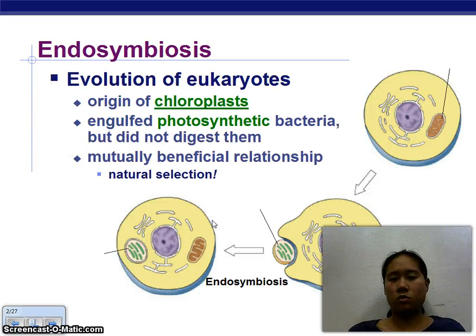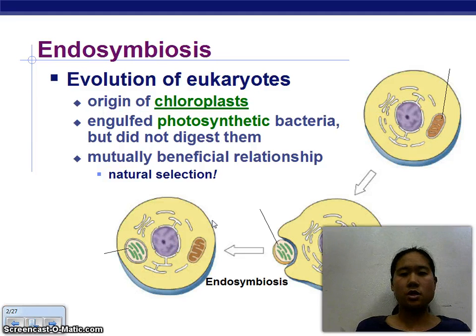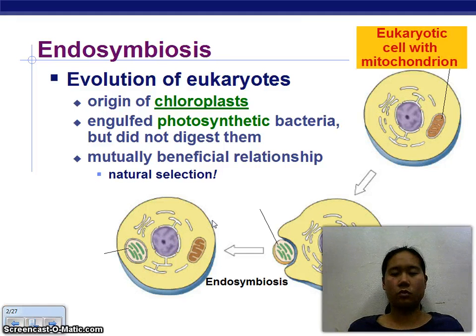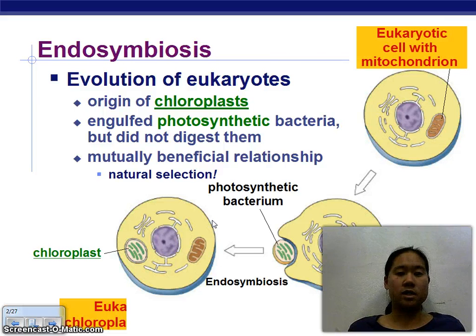So this is also, once we were able to come up with mitochondria, it's the same argument for how we were able to get chloroplasts. So we have something that's photosynthetic, absorbed, not digested, but was able to benefit both the cell and the chloroplast. And we were able to come up with our plant cells this way.